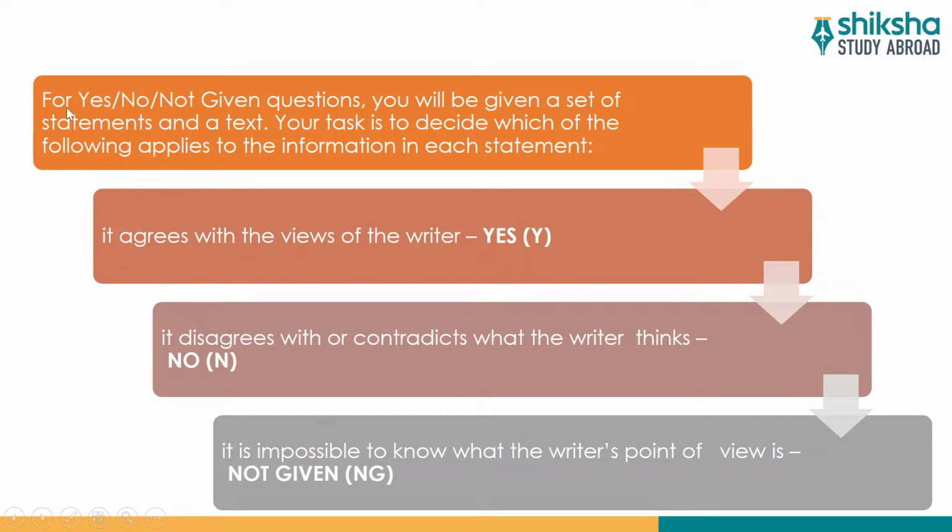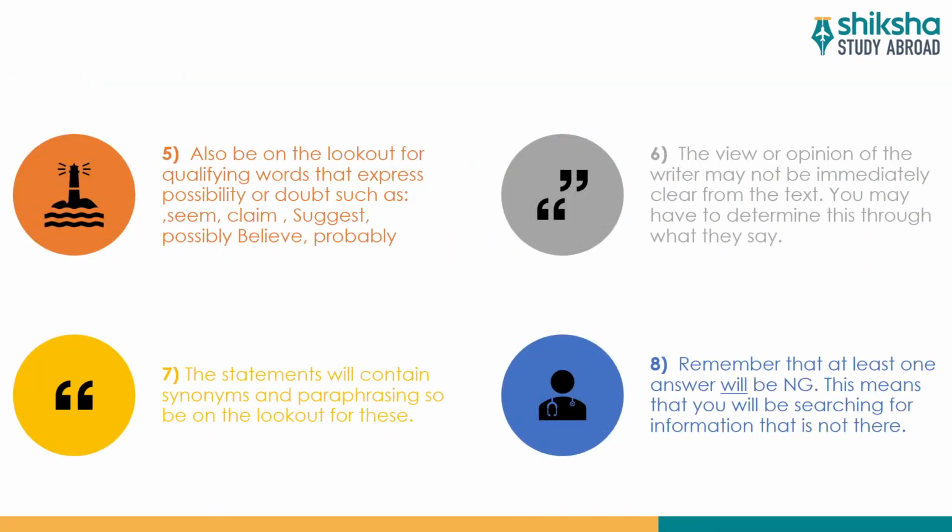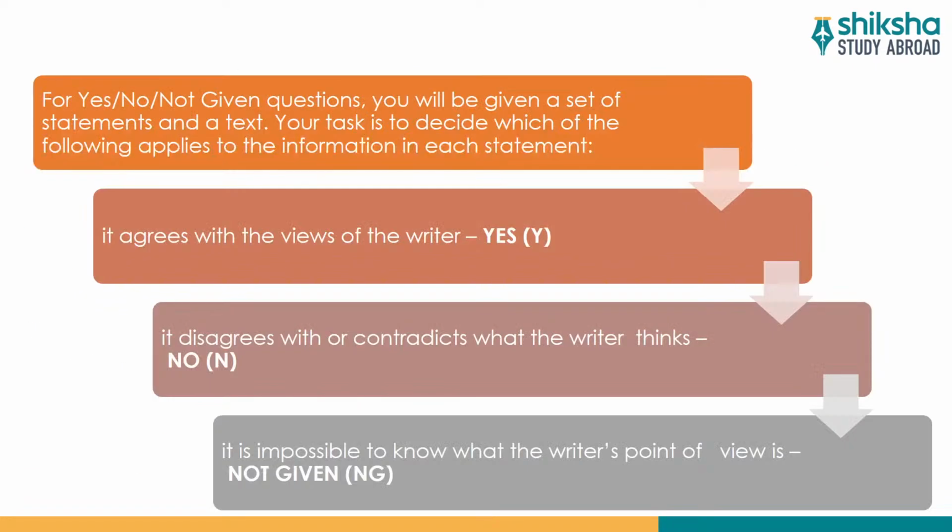Starting with this paragraph, for yes, no, not given questions, you will be given a set of statements and a text. Your task is to decide which of the following applies to the information in each statement. If it agrees with the views of the writer, you will write yes. Please do not write any short form like y, n, and ng. Write the full word yes, no, and not given. If it disagrees with or contradicts what the writer thinks, then write no. And if it is impossible to know what the writer's point of view is, then write not given.